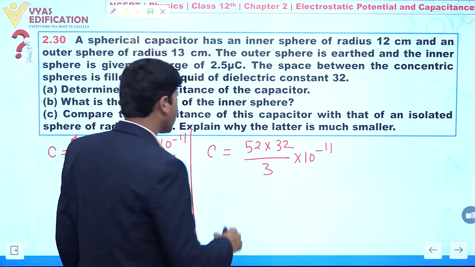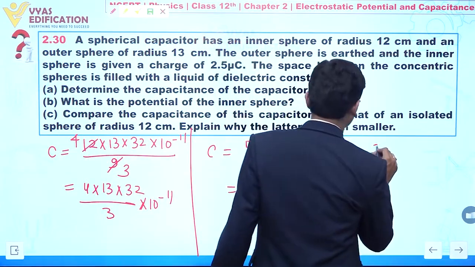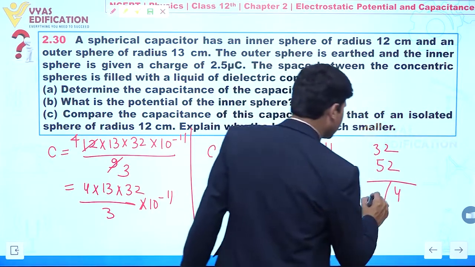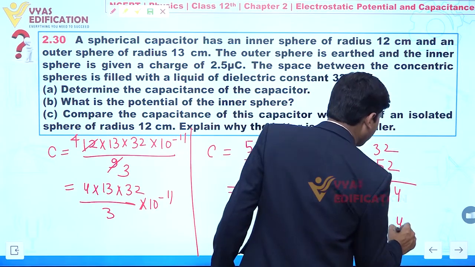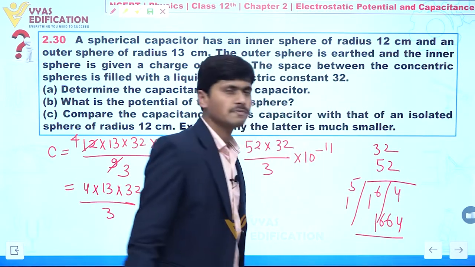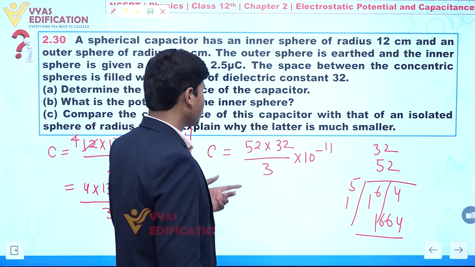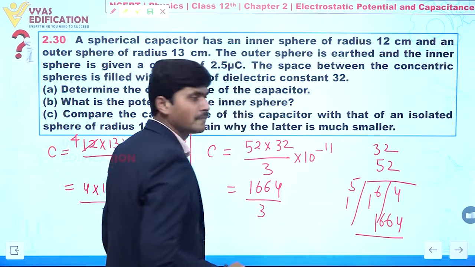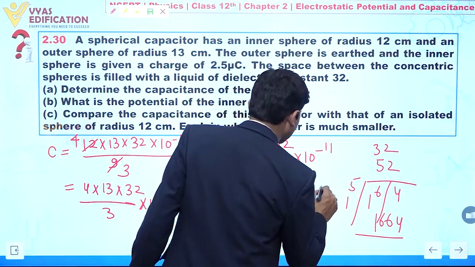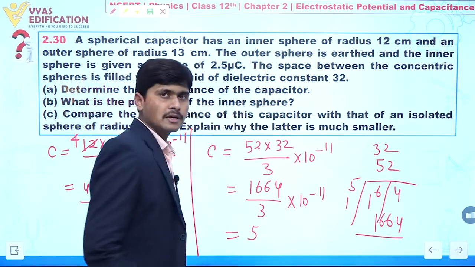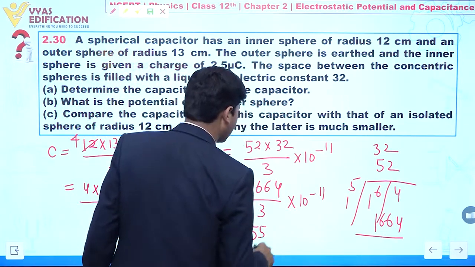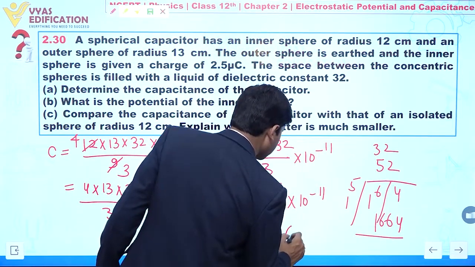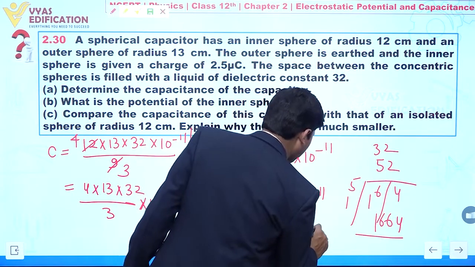Clear? So if you calculate, 32 multiply 52, we can say this is 4, we have 6 and 10, this is 16 and we have 15. Clear? So 4, 6, 6, 1, 1, 6, 6, 4. Yes or no? Yes. So we can write like this, 1664 divided by 3 into 10 to the power minus 11. So from here you can say this is 5. Clear? We have 1 left, again 5, we have 1 left, we can say 4. Clear? We have 2 left and we can say this is 6. Yes or no? And this is 10 to the power minus 11.